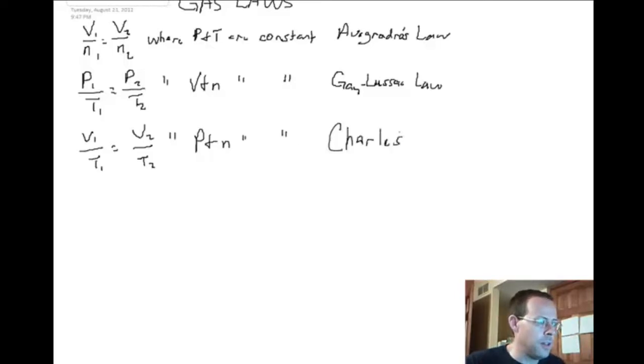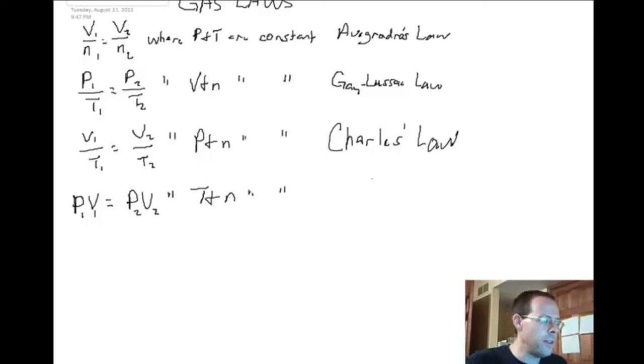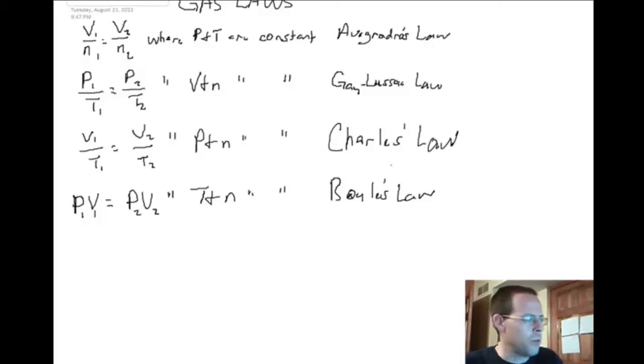Charles was another guy that did quite a bit with gases back in the late 1800s, early 1900s. Our last one, at least with two variables, is known as Boyle's law. It is P times V equals P times V, and again we're going to say P1 V1 equals P2 V2, where now temperature and moles are constant. Boyle was another guy that was working on gases about the same time as Charles, really.